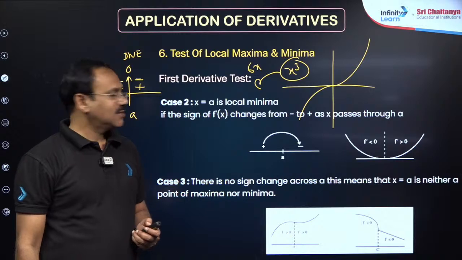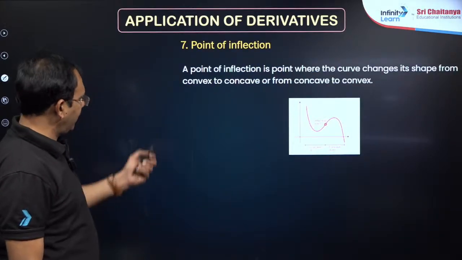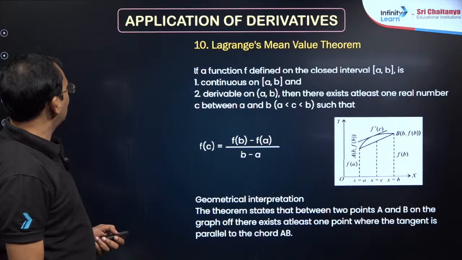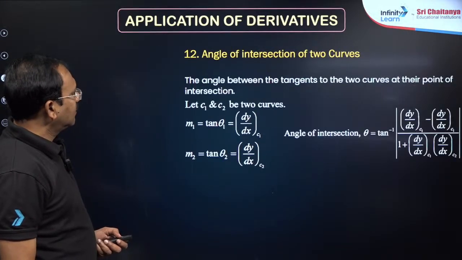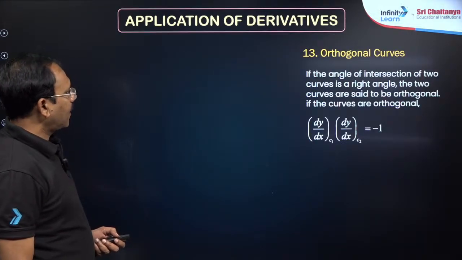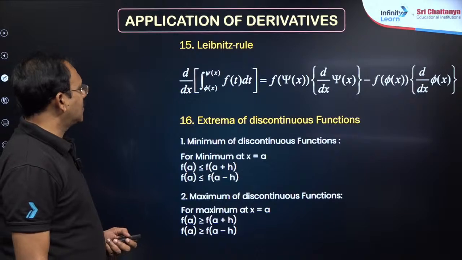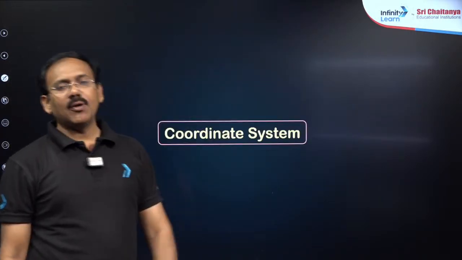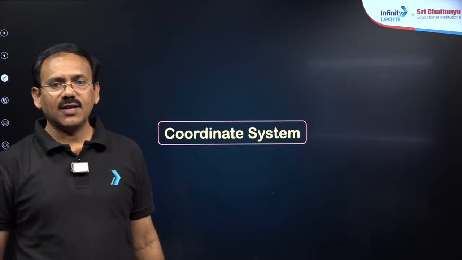Got it, dear students? So these three are important. Point of inflection I have given, the point where it changes concavity. Rolle's theorem is not required. Orthogonal, subnormal, these are not in the syllabus. Okay, right. So that is all about applications of derivative.